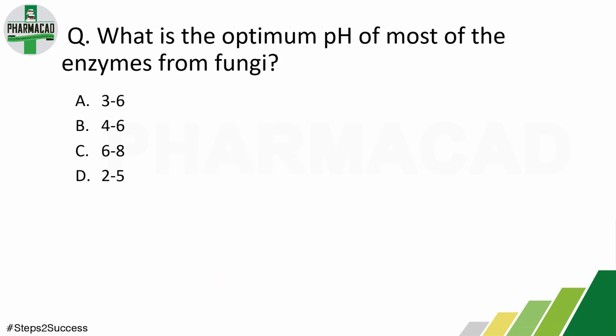Move on to the next question. What is the optimum pH of most of the enzymes from fungi? Option A 3 to 6, option B 4 to 6, option C 6 to 8, option D 2 to 5. So the correct answer is option B, 4 to 6. pH 4 to 6 is optimum for the enzymes obtained from fungi.